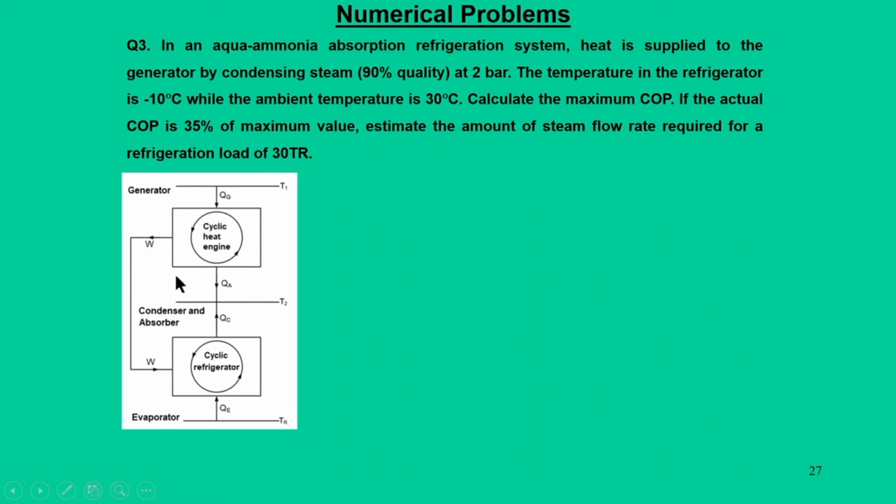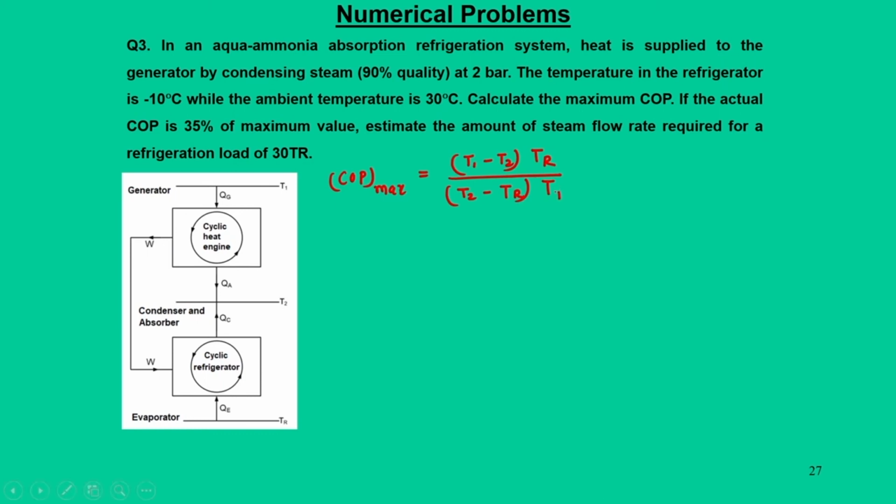So, you have to recall this particular diagram, in which the COP of the system can be modeled as a cyclic heat engine and a cyclic refrigerator, for which we have already derived COP max as (T1 minus T2) into Tr divided by (T2 minus Tr) into T1.